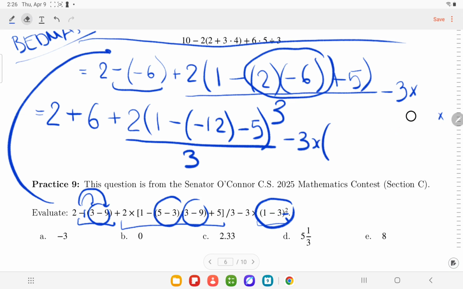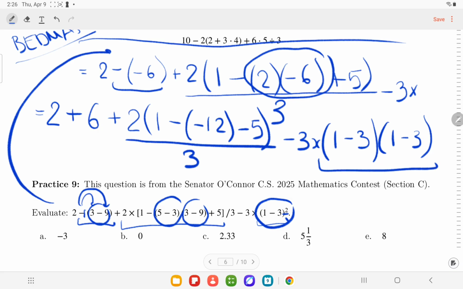Times. And these two have to be distributed. So we have to go like that. This 1 is going to get multiplied by 1 and by negative 3. And then this negative 3 is going to be multiplied by 1 and this negative 3.